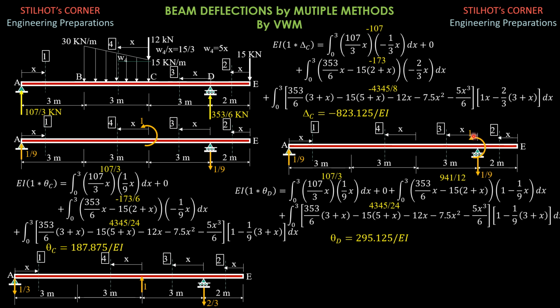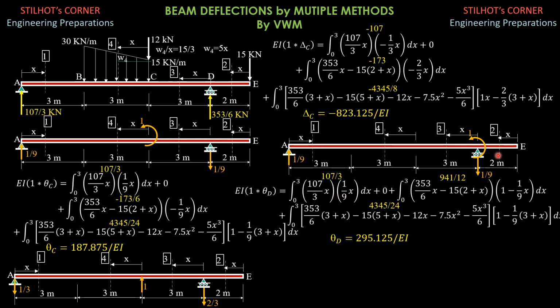counterclockwise couple at D. Then computing for this reaction, this is still 1 over 9 upward, and this is 1 over 9 downward. So moment at section 1, copy the big N, EI times 1 times theta D is integral 0 to 3 of 107 over 3 times x. The moment at this section due to the reaction at A is 1 over 9 times x dx.